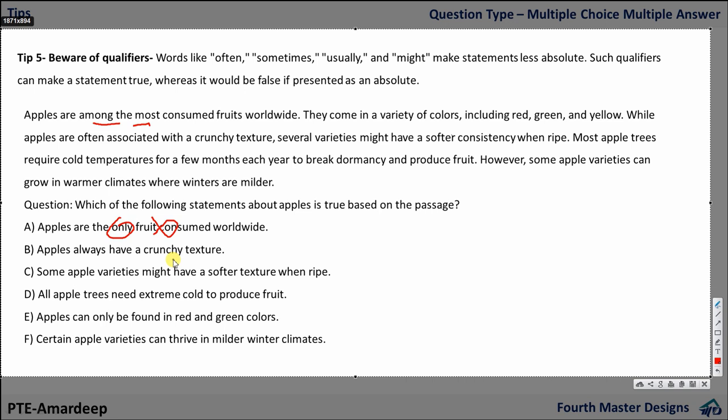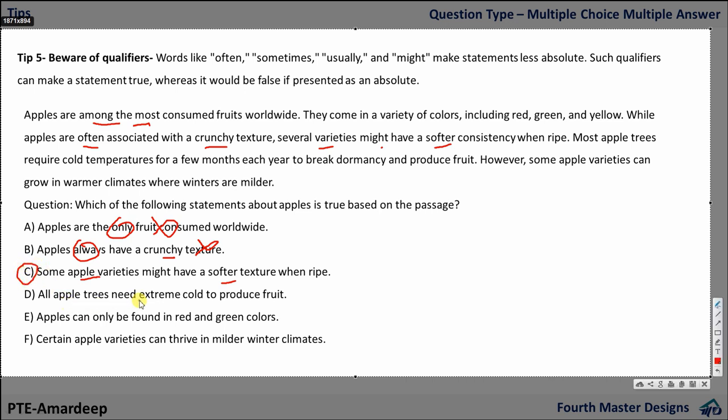They always have a crunchy texture. Okay. Some varieties might have a softer consistency when ripe. No. Crunchy, no. Some varieties, it is written what? Always. Okay. Well, no. I missed this one. While apples are often associated with the crunchy. Okay. Are often associated means sometimes they are not. Here it is written always. So it will be eliminated. Then some might have softer texture. Yes, several might have several and some fine. Okay, they are not saying like most or all. So C can be my answer.